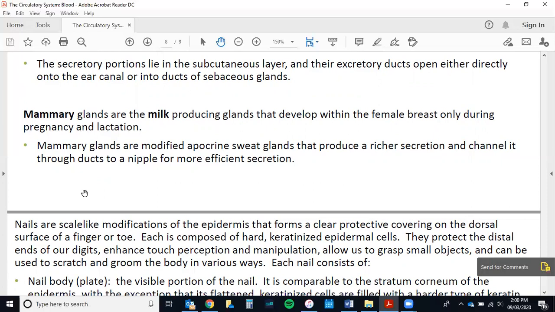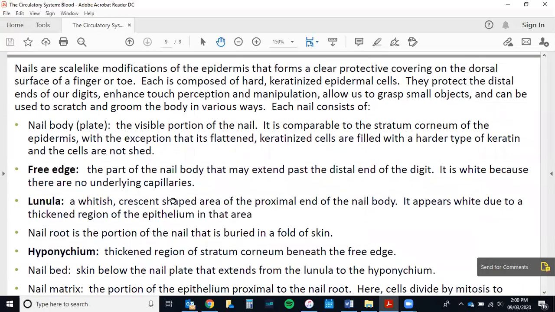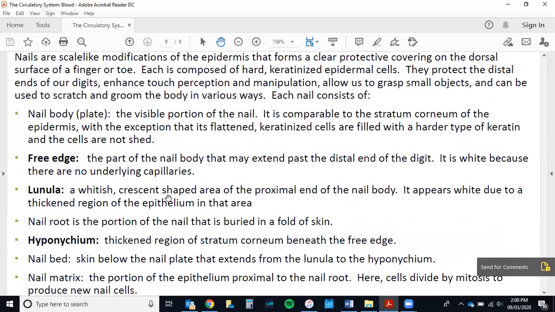Actually, we have one slide, the very last slide we cover in this class, when we talk about breasts, when we talk about the female reproductive system at the end of the semester.